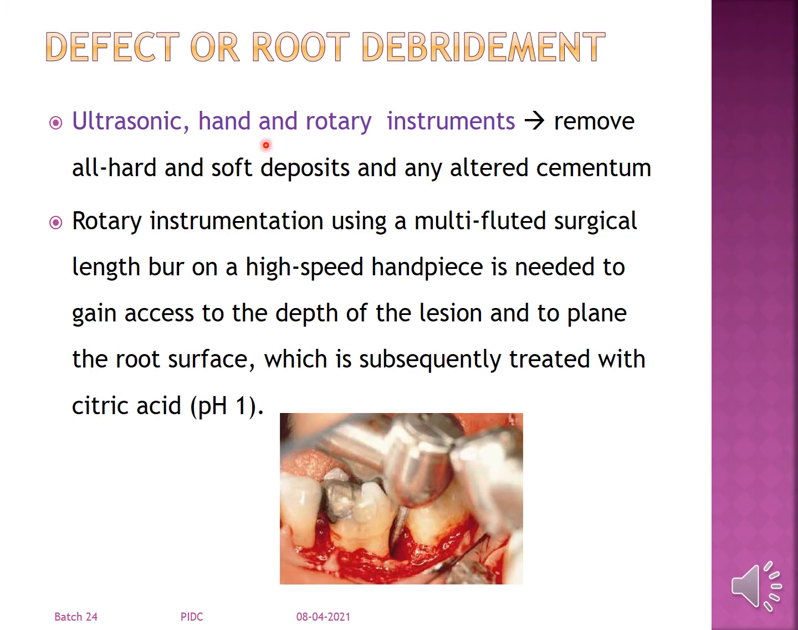Defect or root debridement: ultrasonic, hand and rotary instruments. Remove all the hard and soft deposits and any altered cementum with the help of either rotary or hand instruments. If you're going to use rotary instruments, use a multi-fluted surgical length bur on a high-speed handpiece, needed to gain access to the depth of the lesion and to plane the root surface. After which you're going to treat it with citric acid with a pH of 1.